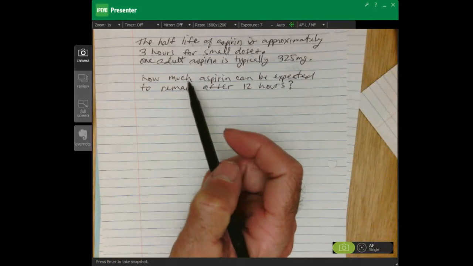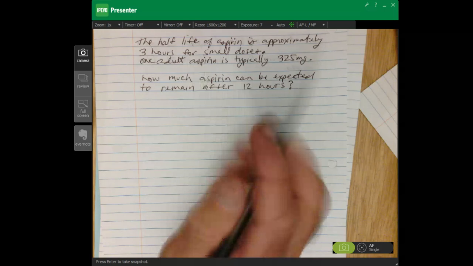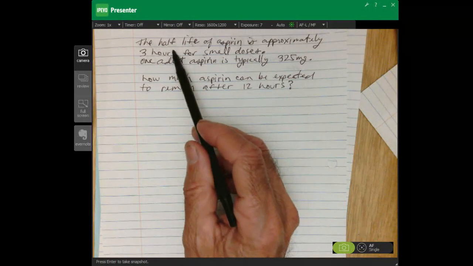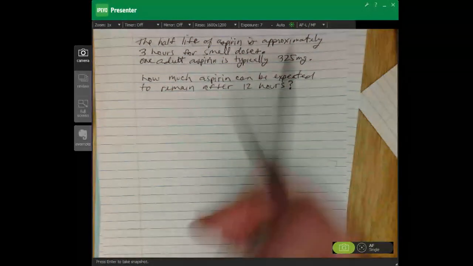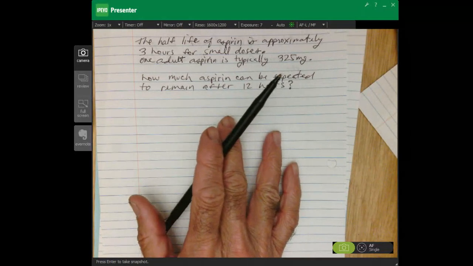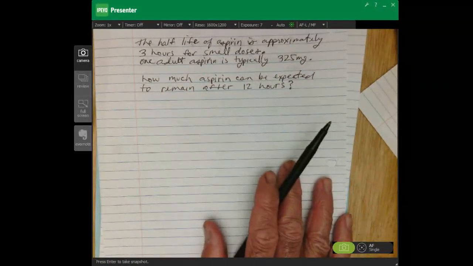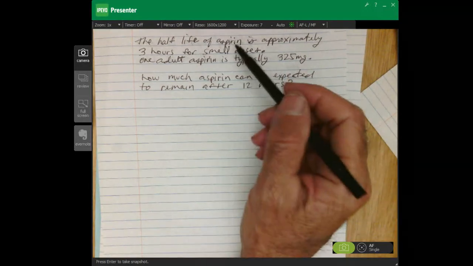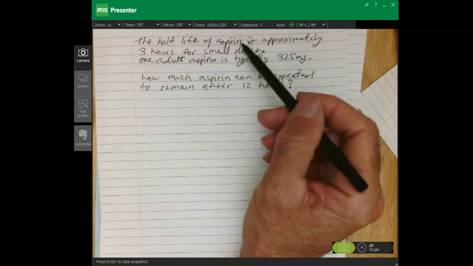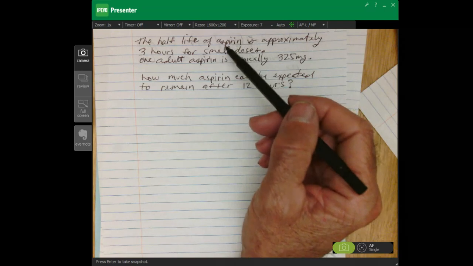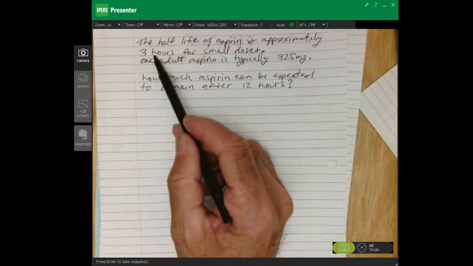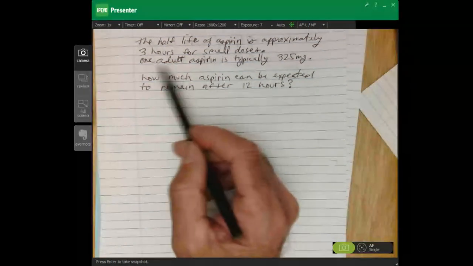But aspirin is a really common medicine, and in medicine, it's very common to talk about something called half-life. Now, the half-life is the amount of time that it takes for something to decrease by 1/2. So if we start off with a 10, it would go from 10 to 5. The amount of time that a drug stays in your system varies by person, but it also varies by the medicine. Some things stay in your body much faster than other things. So for aspirin, it's about 3 hours for small doses.